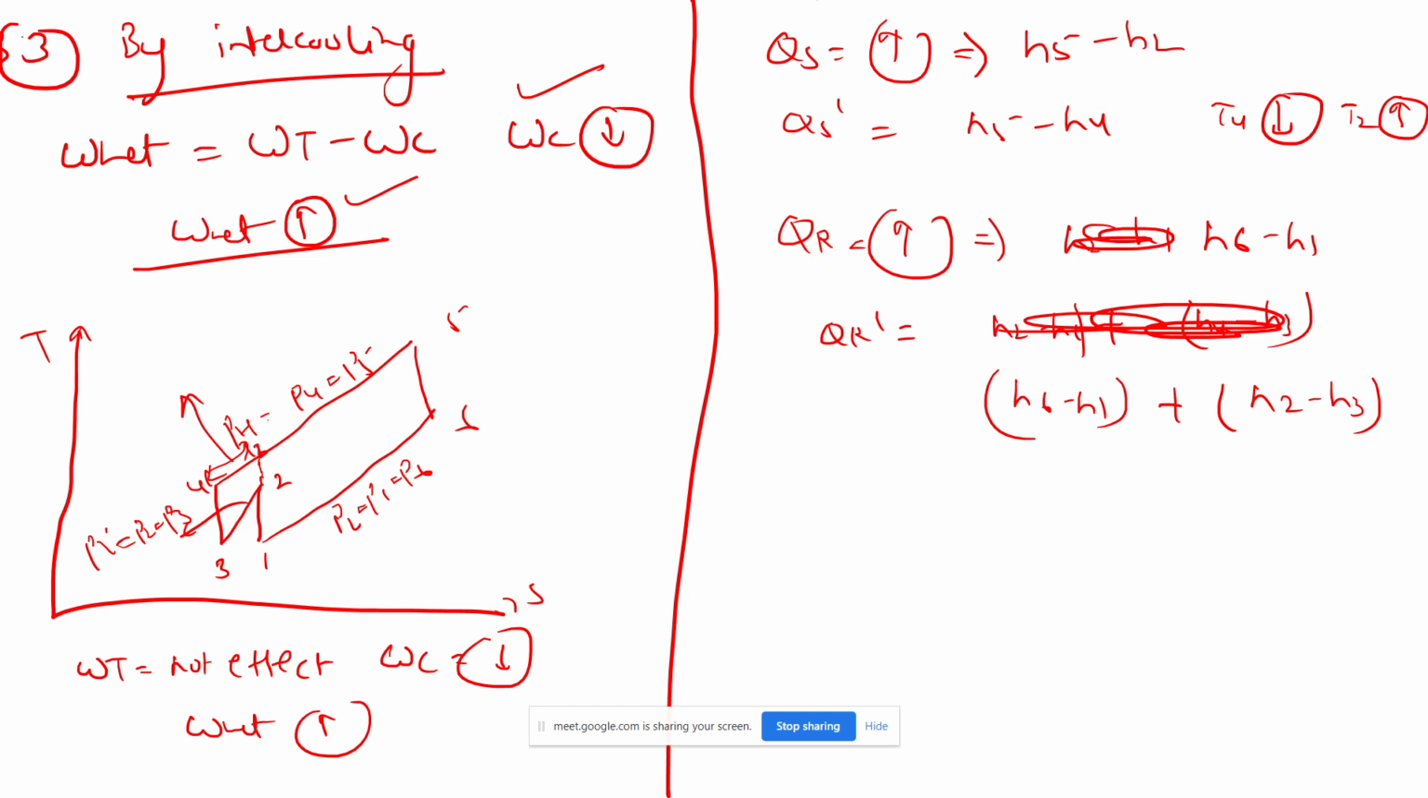Now I will not derive that, since this cycle is almost similar to reheating. So what will be the condition for maximum work?